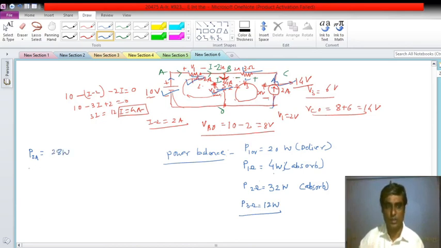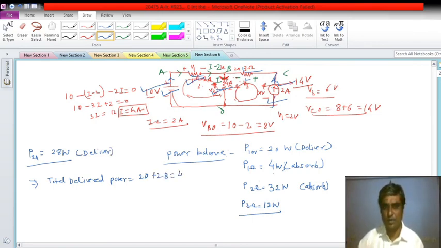Okay, so let us calculate the total amount of power delivered and the total amount of power absorbed. So what is the total delivered power? It is the power delivered by the 10 volt source as well as the power delivered by the 2 amp source. So it will be 20 plus 28 watt. Yeah, here I forgot to write the delivery mark. So 20 plus 28, it will be 48 watt, right?